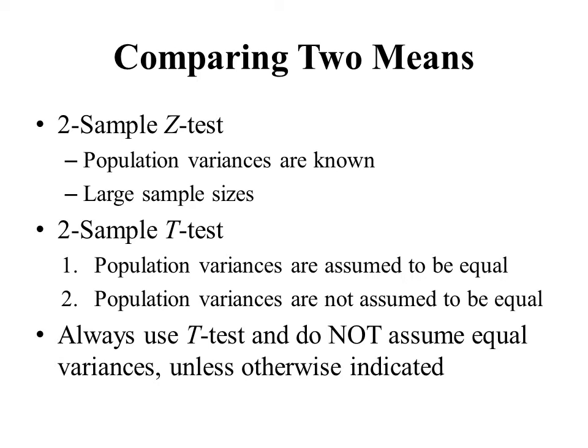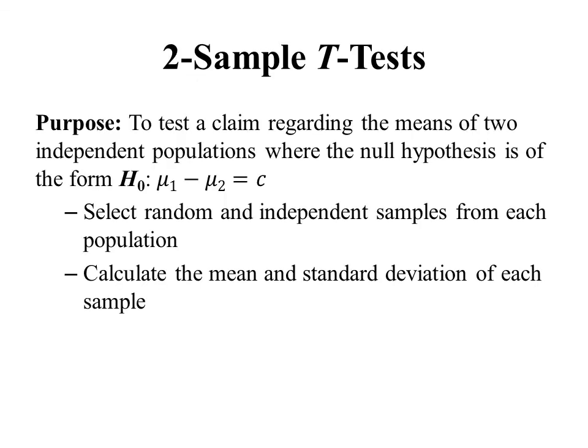The default rule that we're going to use here is that we're always going to use the t-test, and we're not going to assume equal variances unless the problem indicates otherwise. Okay? So again, just like in section 5.3, we always used the t-test. And now in this case, we're not going to assume equal variances unless the problem states differently. Okay, so let's talk about how we calculate the test statistic in these t-tests.